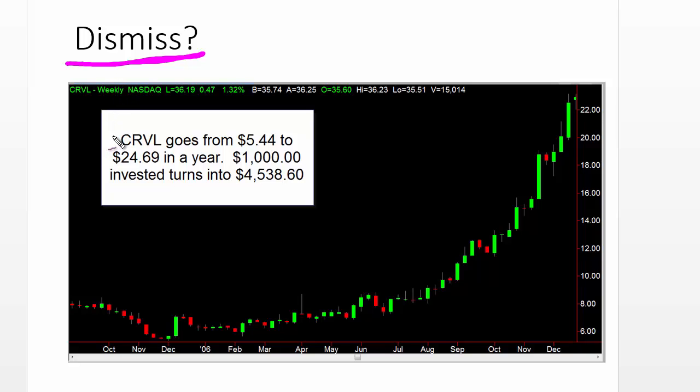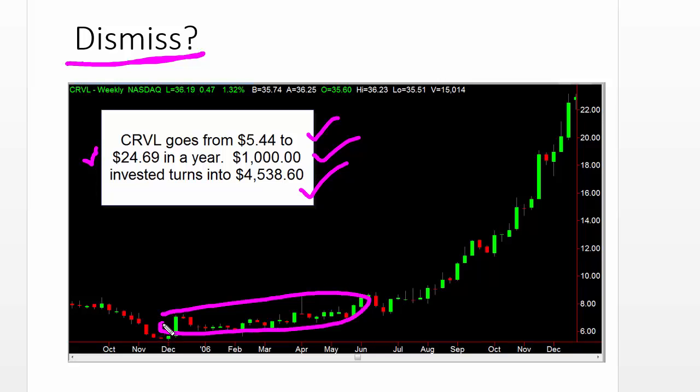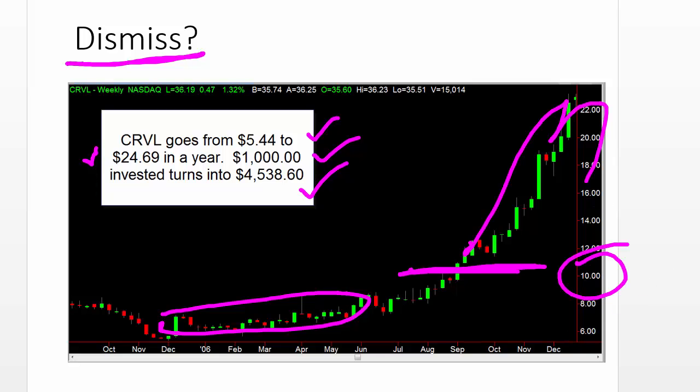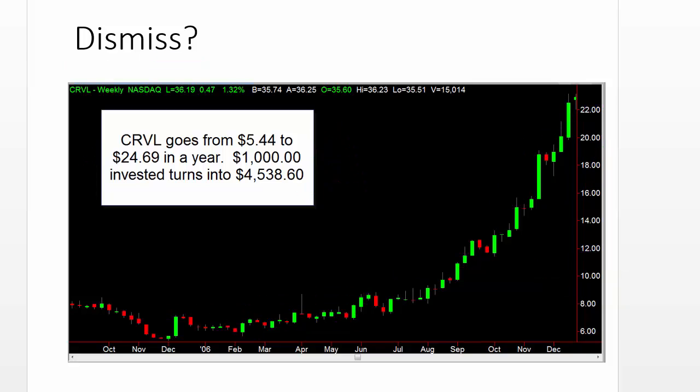So here's a stock, CRVL. It goes from $5.44 to $24.69 in 1 year. If you put $1,000 into it, it's now worth $4,500, right? So the idea is, how do you recognize this? And it's not a squeeze, because when it's a $5 stock, the squeezes aren't as critical. They're good, but there are other factors that come in. What we're looking for is a stock that can get pushed through 10 bucks, because at that point, that's when the hedge fund demand starts. We're just trying to get in on that early.